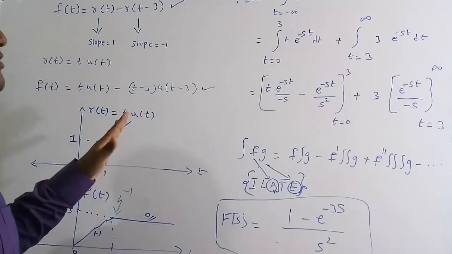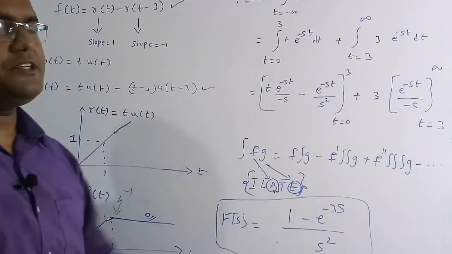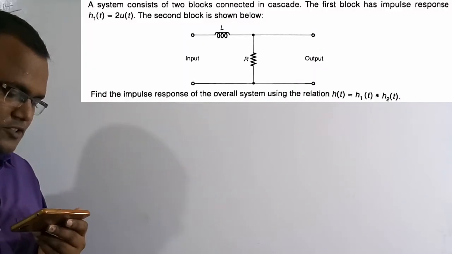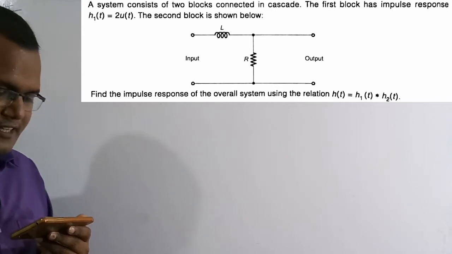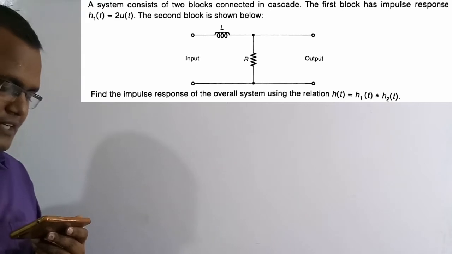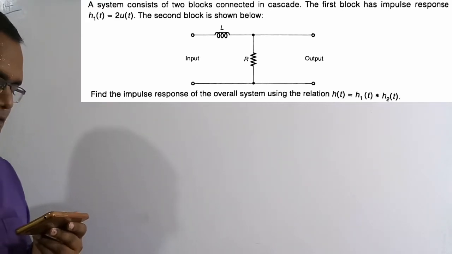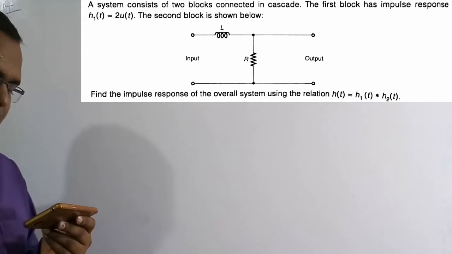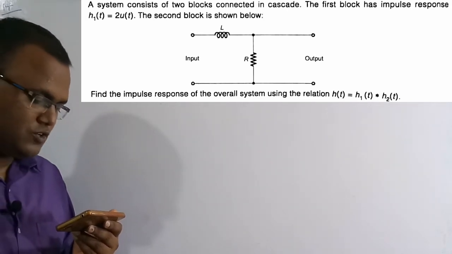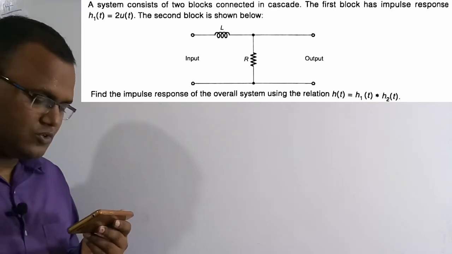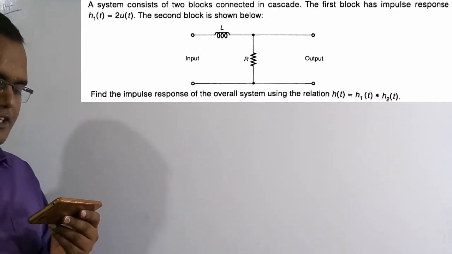You have to solve in this manner in any competitive examination. Now we are going to solve the 14th question. See the question here. A system consists of two blocks connected in cascade. The first block has impulse response h1 of t is equal to 2 into u of t. The second block is shown below. This is the second block, which has an inductor and a resistor, with input and output. Now find the impulse response of the overall system using the relation h of t is equal to h1 of t convolved with h2 of t, after calculating h2 of t.